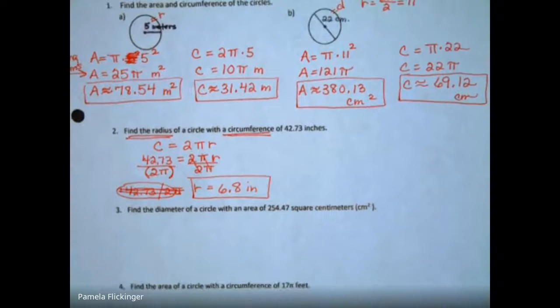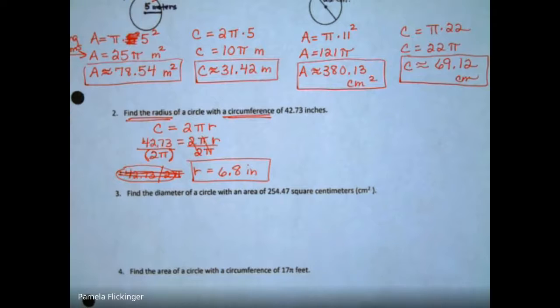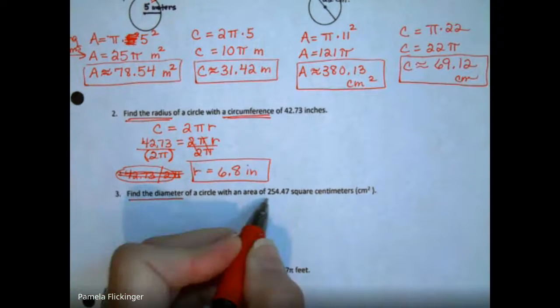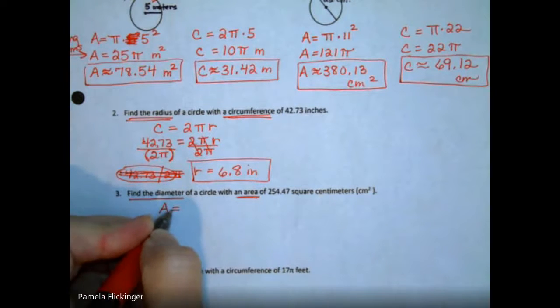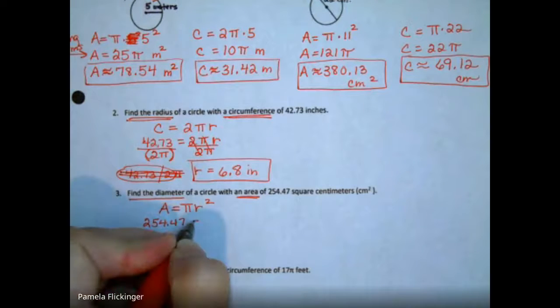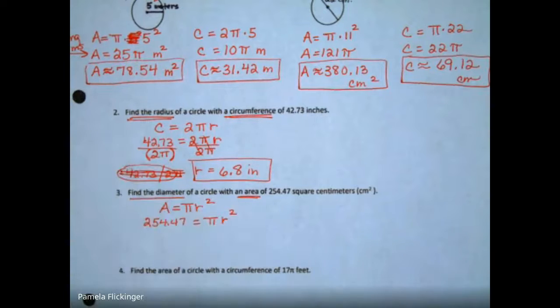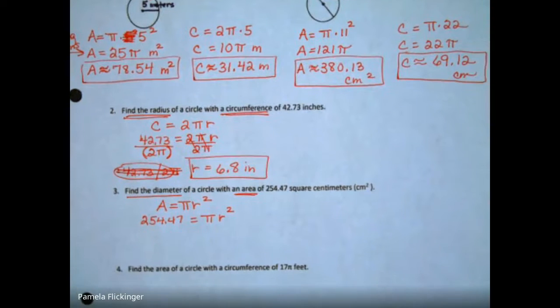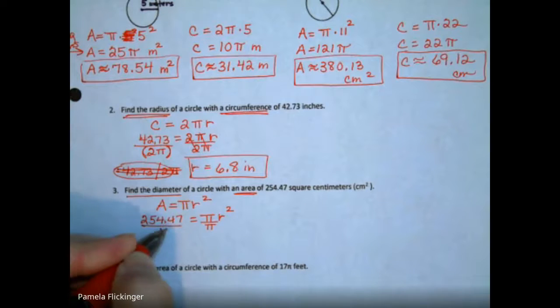Number three says find the diameter of a circle with an area of 254.47 square centimeters. All right, so we want the diameter, but this time we're given the area. So I have to use area equals pi r squared. Only one formula for that. So I can't solve directly for the diameter, but I can solve for the radius and then double it to get the diameter. So that's what we're going to do. So 254.47 goes under the A equals pi r squared. So I need to get r by itself. So step one, we're going to divide both sides by the pi.